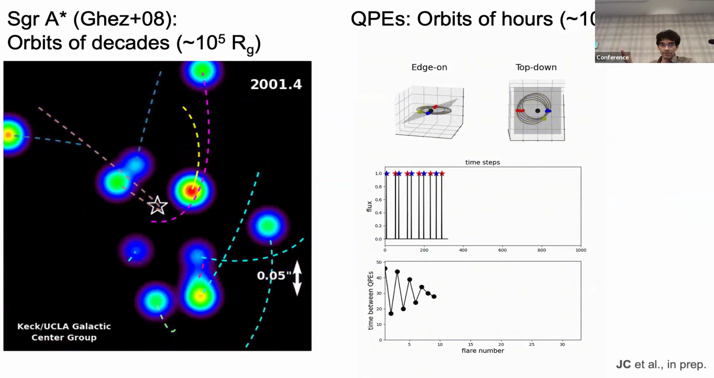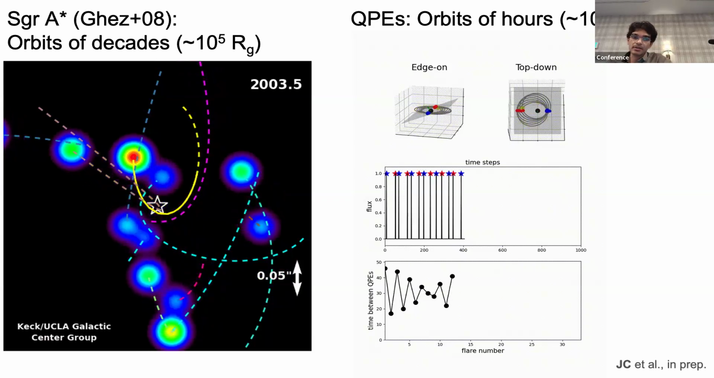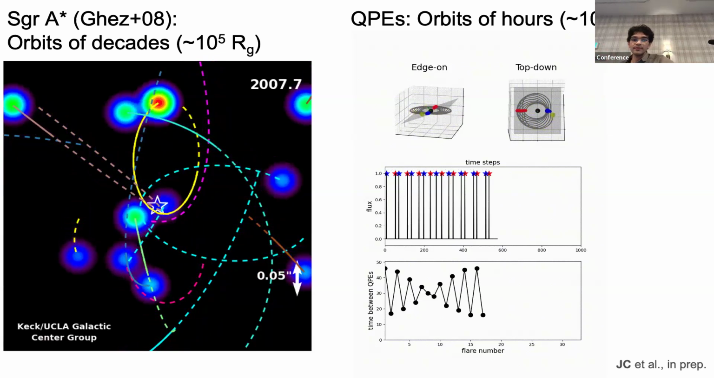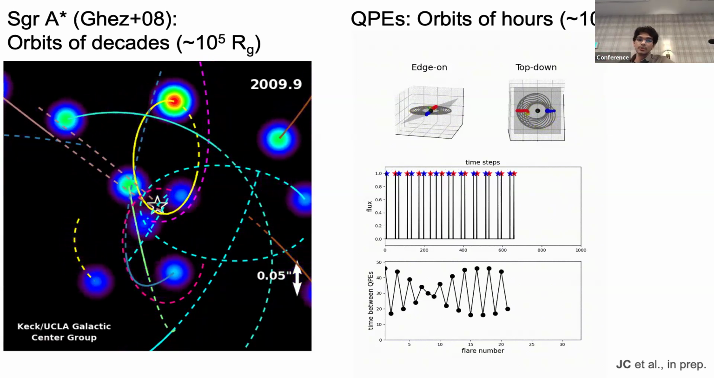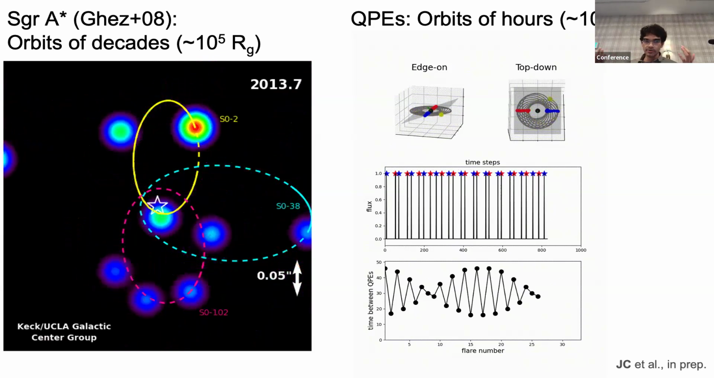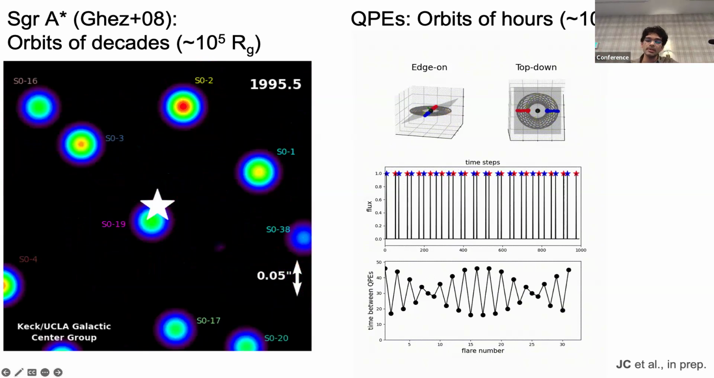QPEs suddenly potentially bring us a factor of 1,000 closer, and all of the amazing general relativistic precession effects, like the Schwarzschild precession of the periapsis, become much more dramatic and high amplitude, and you can measure it over much shorter time scales in principle through this QPE timing.